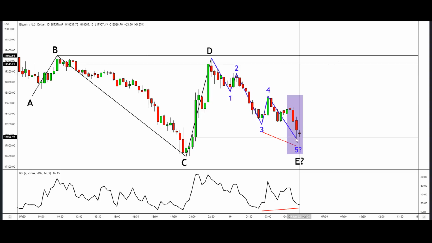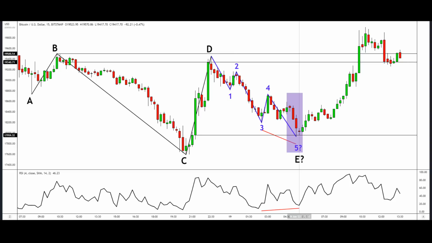A good place to put a stop loss order here would be below low C, assuming you are using a target that is at least 3 times as large as the stop loss. Let's see the outcome of this idea. In this chart, you can see how price reversed to the upside from the intersection of techniques we found.